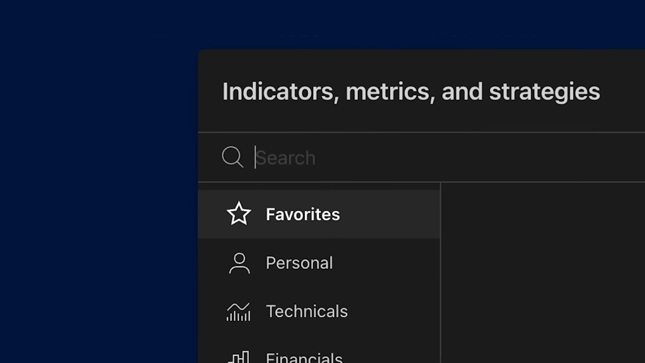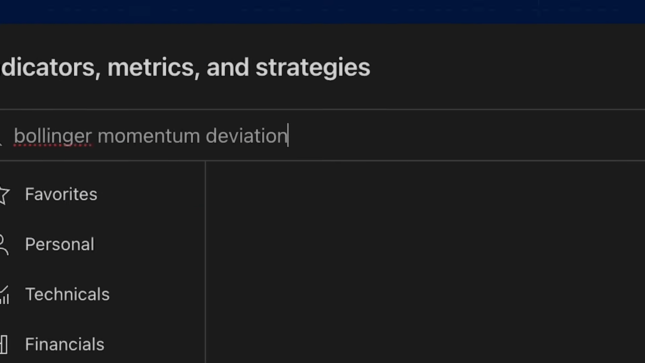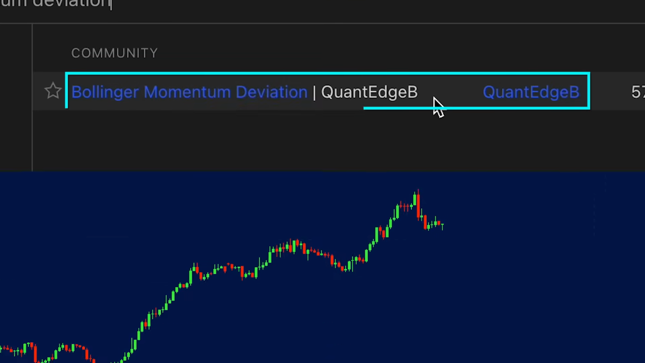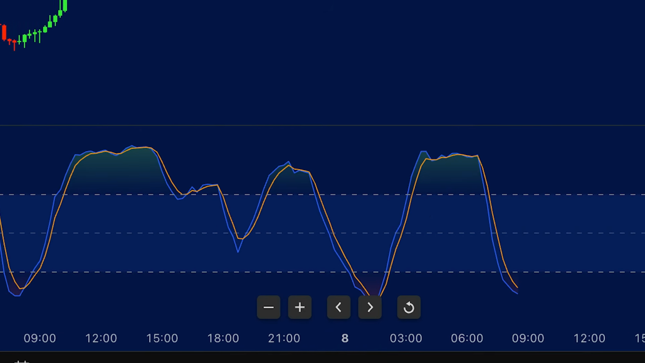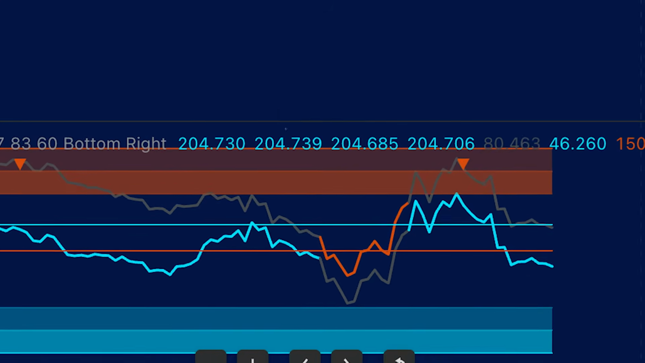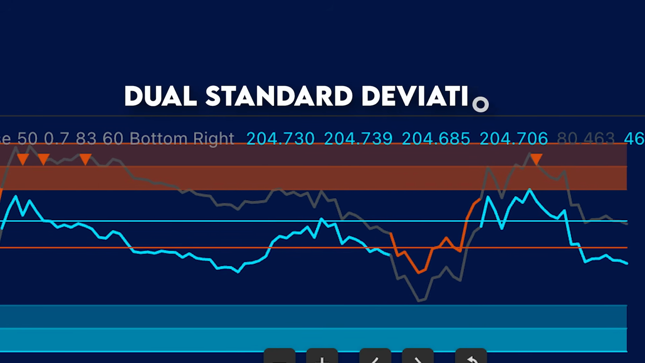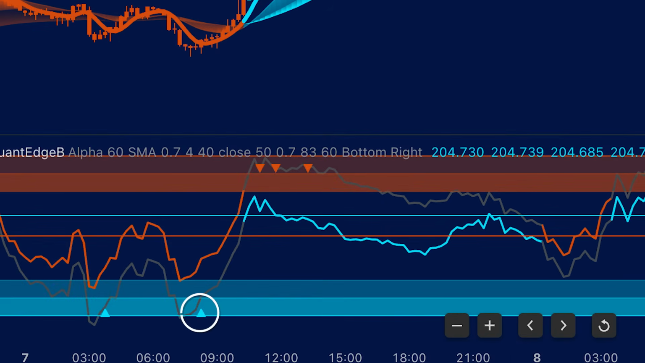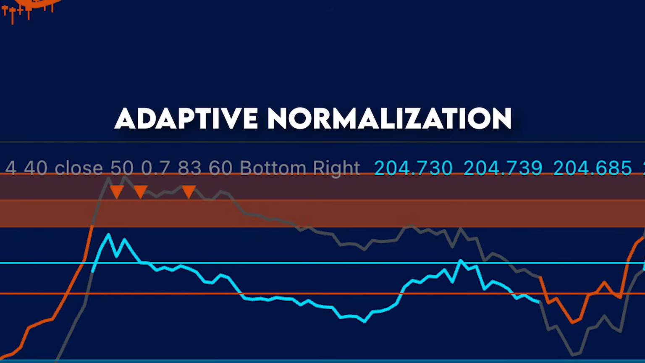Click on indicators and type in Bollinger Momentum Deviation. Make sure you select the one by Quant Edge B. Now, while most momentum tools use simple calculations that can't adapt to changing market conditions, the Bollinger Momentum Deviation uses a sophisticated normalized SMA with dual standard deviation filtering. What makes this indicator insanely accurate is its adaptive normalization mechanism.